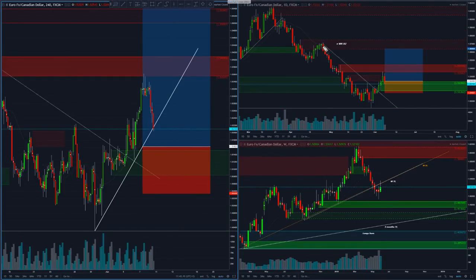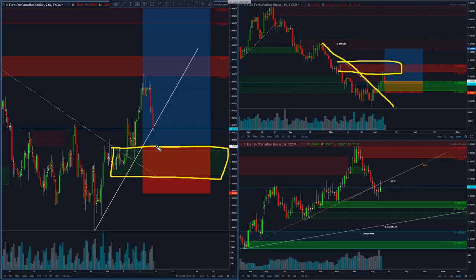Euro CAD, we have the daily trend line broken and price is moving higher. However, this supply zone held the price lower. Now we are sitting on the daily demand zone, and on the 4 hours we have the uptrend, and this demand zone created for the potential longs. However, I would not take them with big targets, because on the weekly we had this trend line broken and being retested, so I don't want to take longs in this broken trend line.